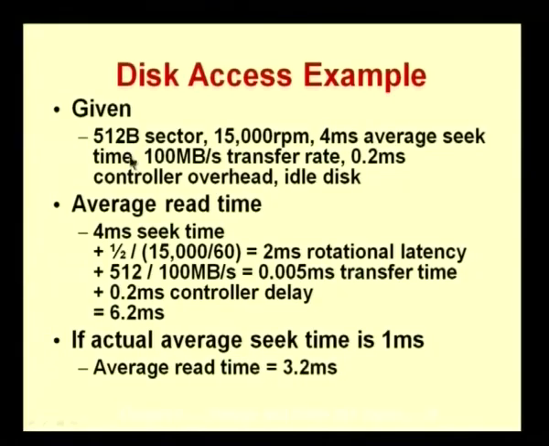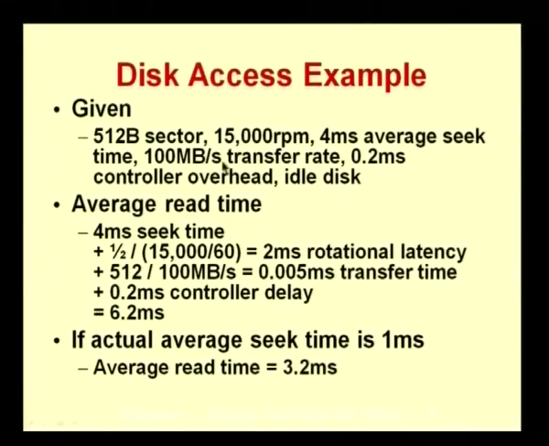Let us consider an example where I have a 512 byte sector. It rotates at 15,000 RPM, rotations per minute. 4 milliseconds is the average seek time. Remember that we are looking at average seek time here because depending on where the disk currently is, it may take different amounts of time to rotate and come to the correct position. And then we are assuming a data transfer rate of 100 megabytes per second, and a 0.2 millisecond controller overhead.